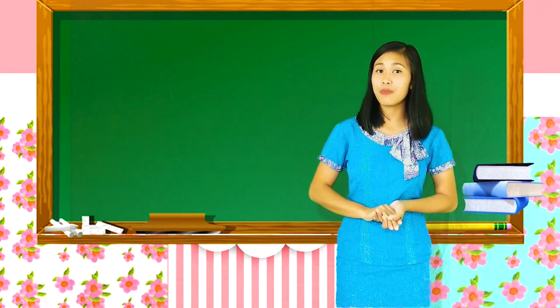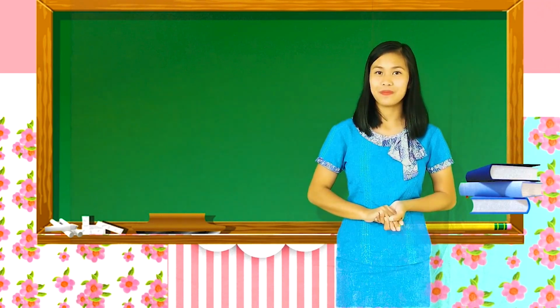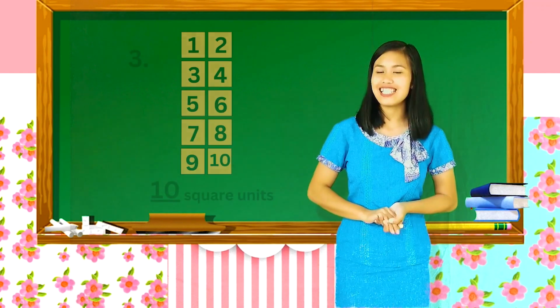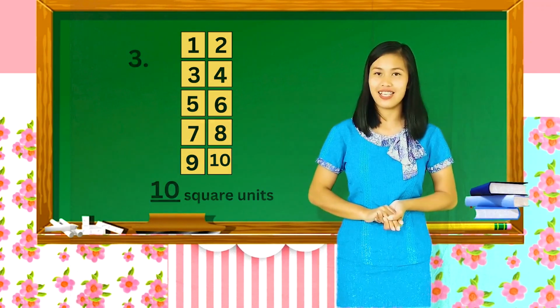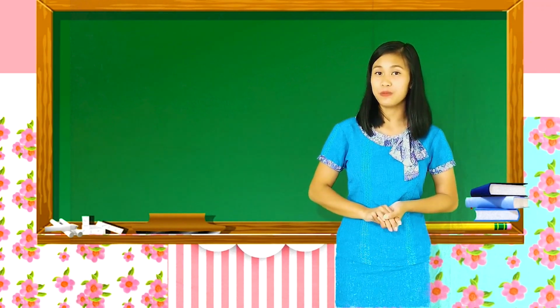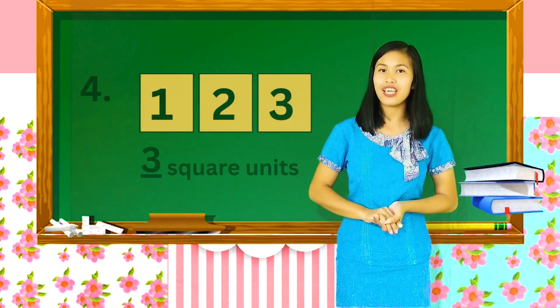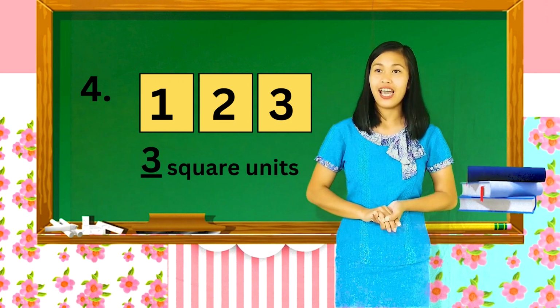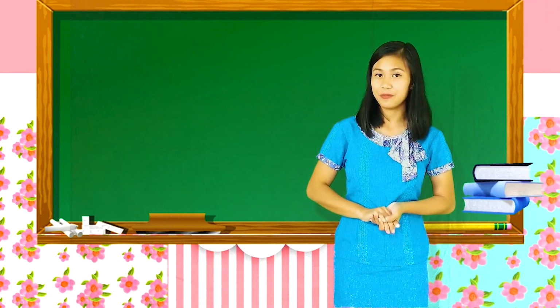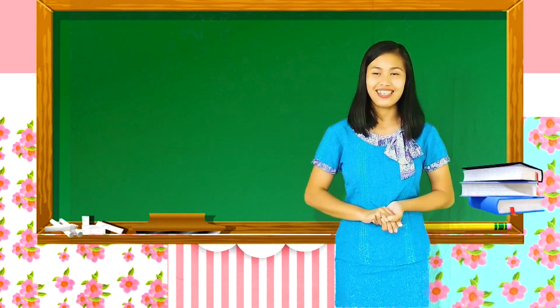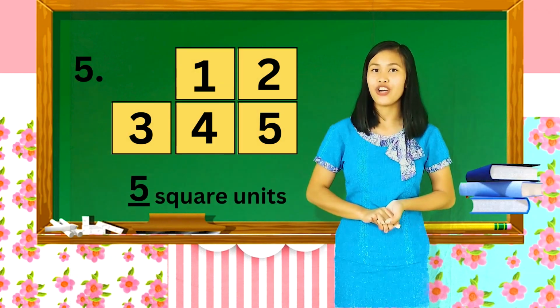What about number 3? The area is 10 square units. What about number 4? The area is 3 square units. And what about number 5? The area is 5 square units.